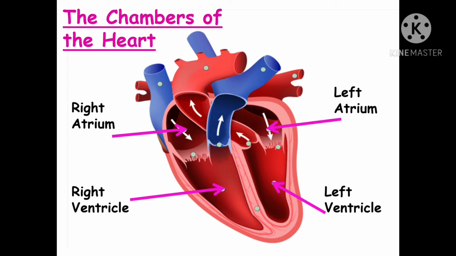One of the ways I try and remember this is if you wrote the alphabet downwards down your page, A would be at the top and V would be lower down. So A for atrium at the top and V for ventricle lower down.